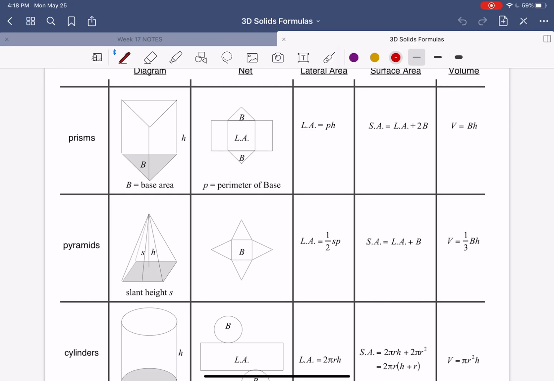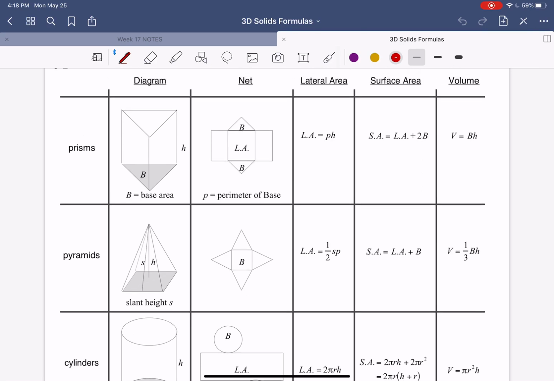All right, welcome to video 2 where we're going to talk about lateral and surface areas of our pyramids, cones, and spheres. So this is our note sheet that we have for all of our formulas. We can see that it breaks it into lateral area, surface area, volume, and it shows you a diagram and a picture of the net, which can help us out.